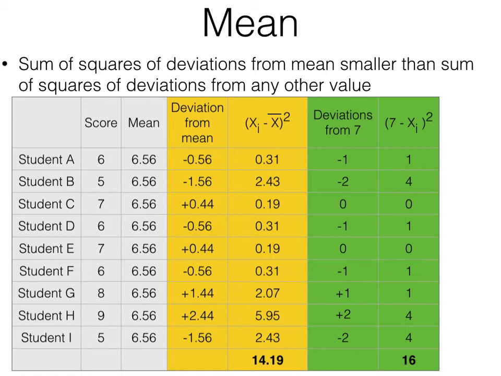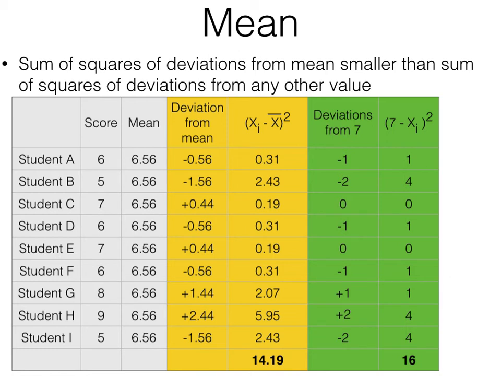So this column I've added, at the top of it, it says any student's score minus the mean, squared. So that means the square of the deviation from the mean. If I add those all together, they come to 14.19.